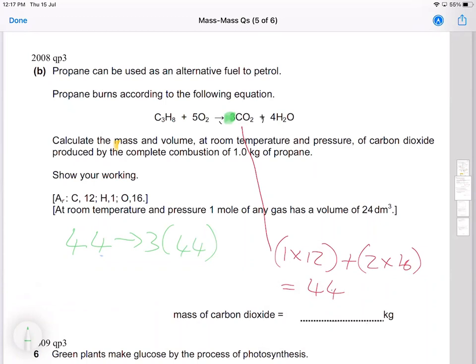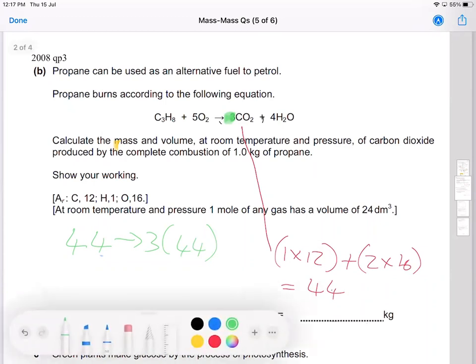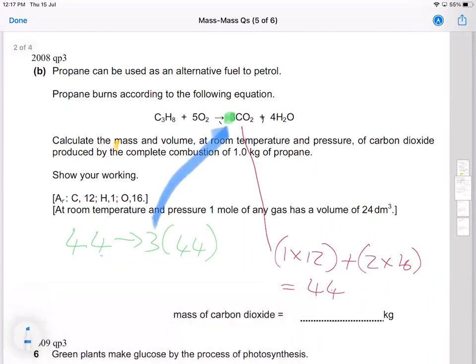Yes, so thank you. Cool. So that 3 that I'm multiplying there is exactly linked to that 3 over there on the balanced equation. But the molar mass of carbon dioxide is 44. It's just a coincidence. These 2 chemicals have the same molar mass. They both have a molar mass of 44. That's just coincidence. There's nothing funny or strange about that.